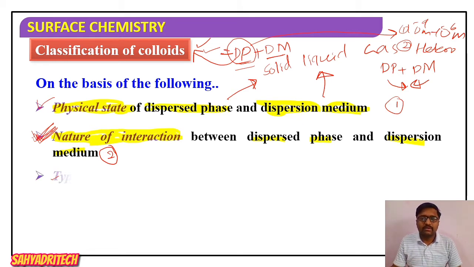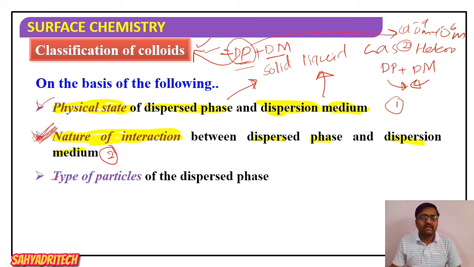Well, coming to the third way of classification, it is based on the type of particles of a dispersed phase. Now, overall, if I think of classification of colloids, how many ways do we have? Yes, there are three ways.